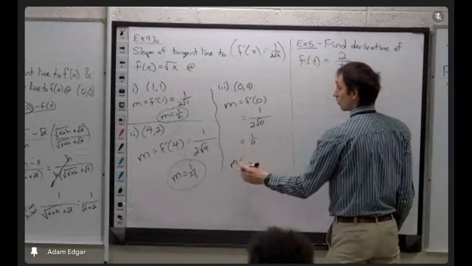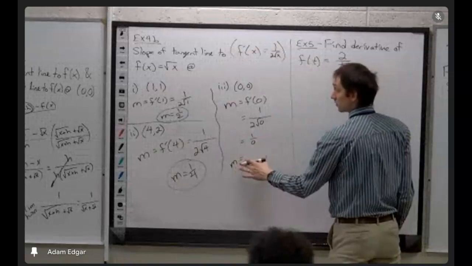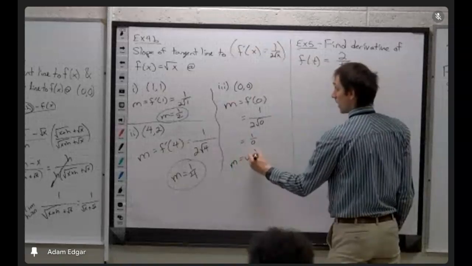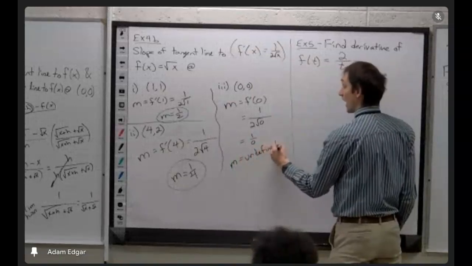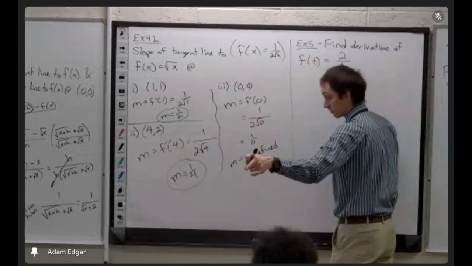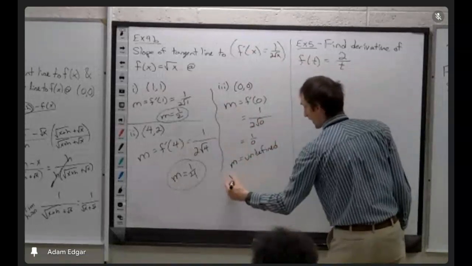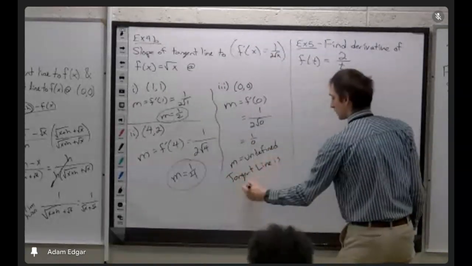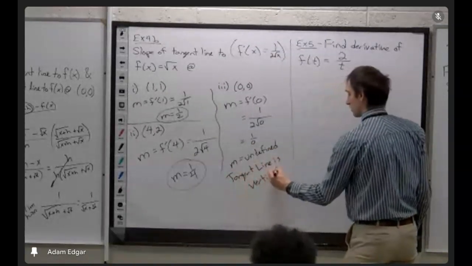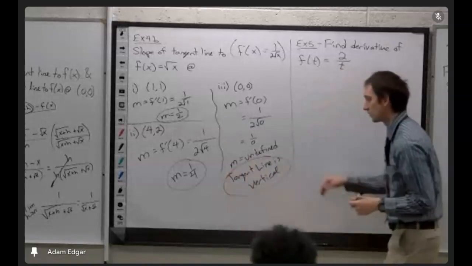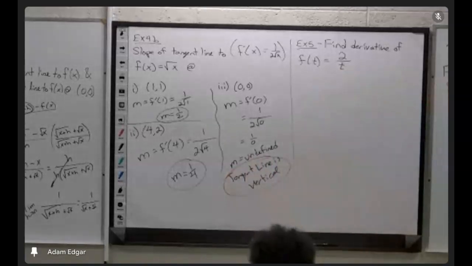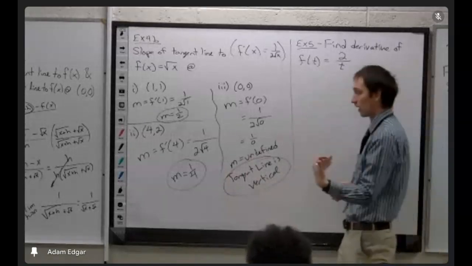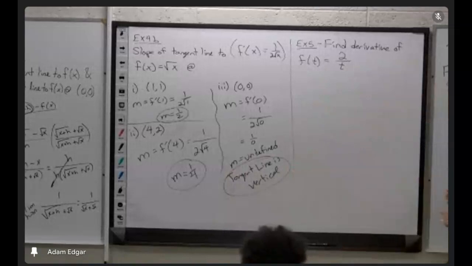So the slope isn't vertical. The slope is undefined. And what kind of line has an undefined slope? A vertical line. So we have a tangent line that's vertical there. So anytime you have a slope that turns out it's undefined, that tells you, oh, the tangent line to the curve at that point is a vertical tangent line.